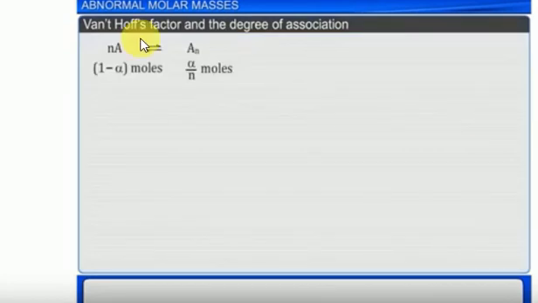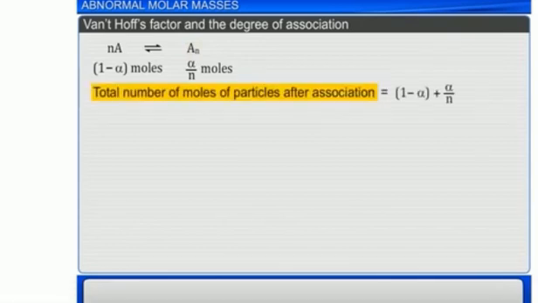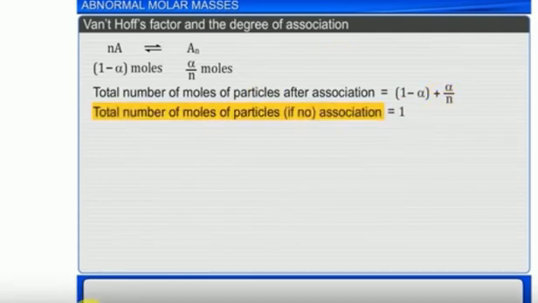If alpha is the degree of association of the solute, then at equilibrium, 1 minus alpha moles of A are left in unassociated form, while alpha divided by n moles of A_n are present in associated form. Therefore, the total number of moles of particles after association is equal to 1 minus alpha plus alpha divided by n. If there is no association, then the number of particles is equal to 1.